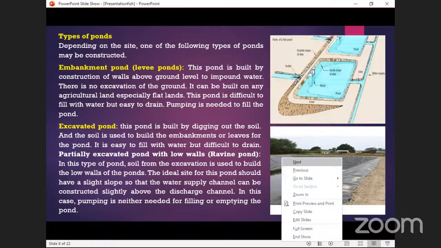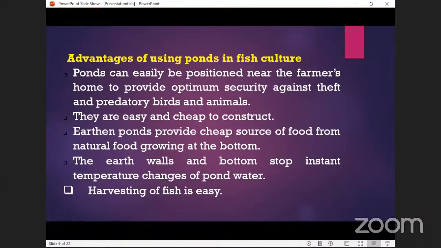Okay. So we have advantages of rearing fish inside a pond. Sylvia, read for us the first two. Ponds can be easily positioned near the farmer's home to provide optimum security against theft and predatory birds and animals. They are easy and cheap to construct.